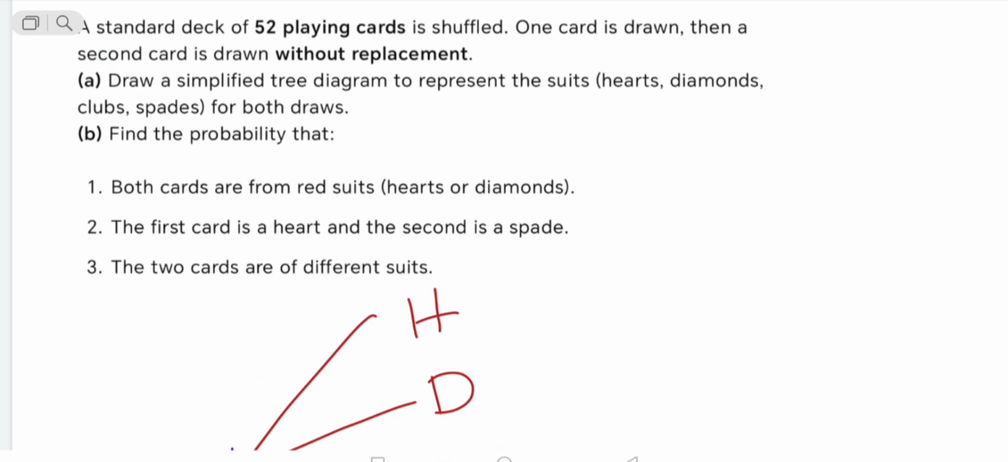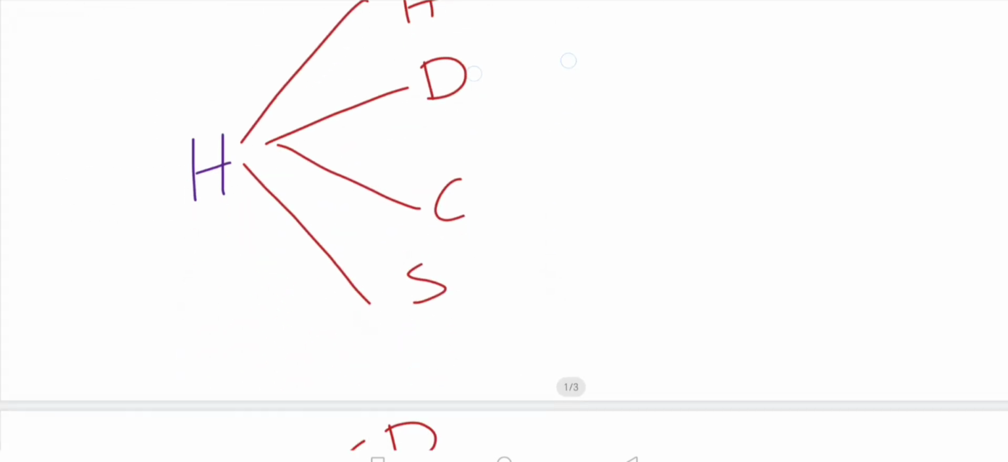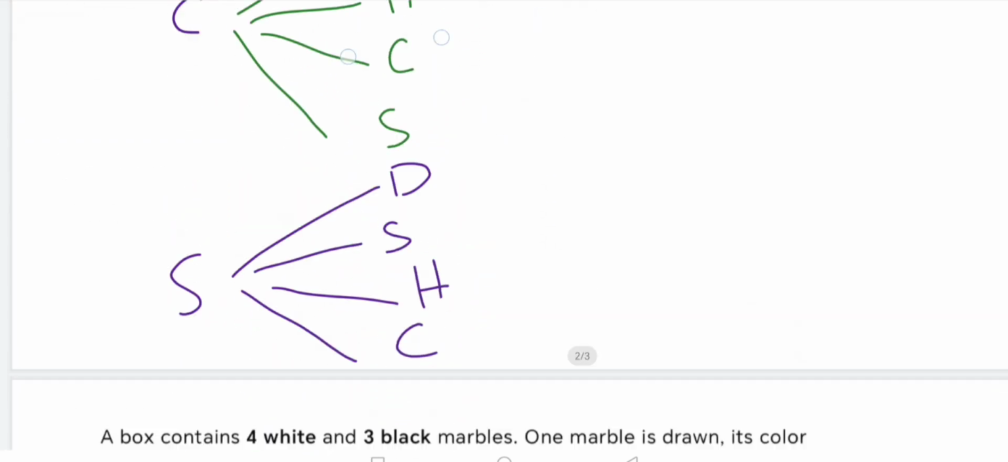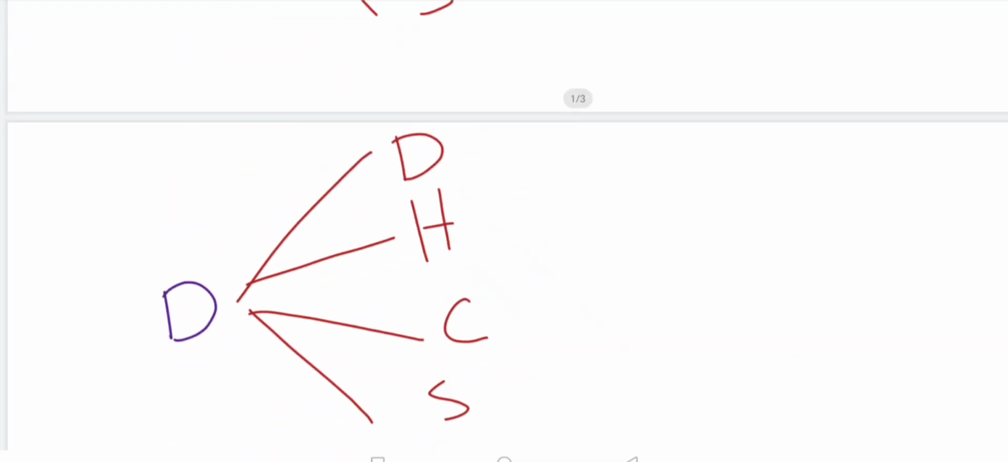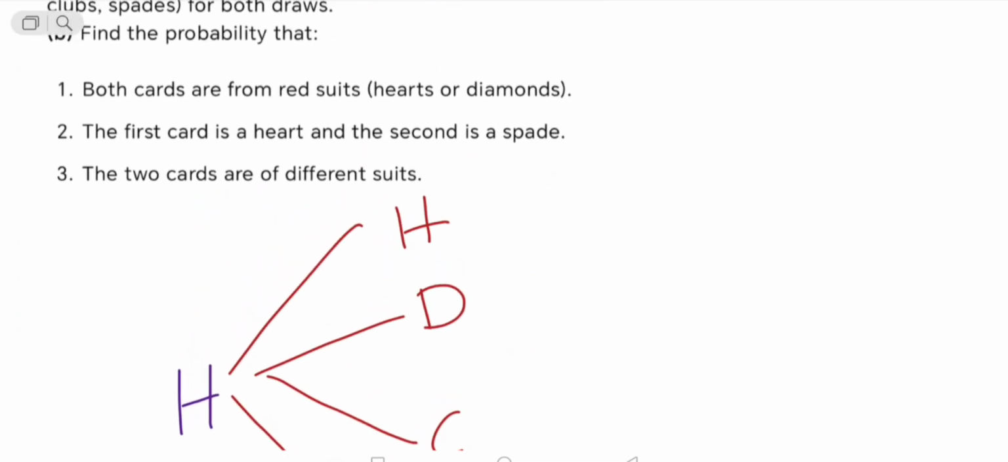Finished. Now the B part. In the B part they are asking to find the probability that both cards are from the red suit. Where is the red suit? Here, they are asking about the red suit, meaning they are discussing the colors. We have only two colors, red and black.